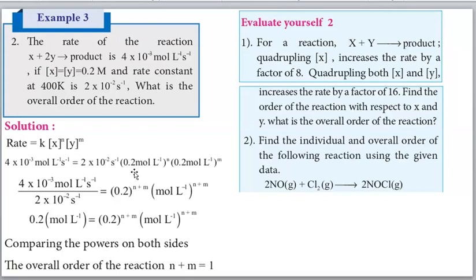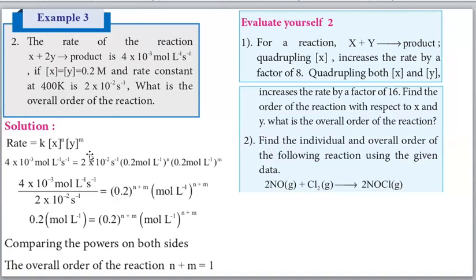Then what is the overall order of the reaction? And then we can complete which one? The rate law. You see, this is the rate constant. The concentration of X is given, 0.2 mole per liter, or capital M we can write. The concentration of Y is also given, that also the same value. Here the power is N, here M.